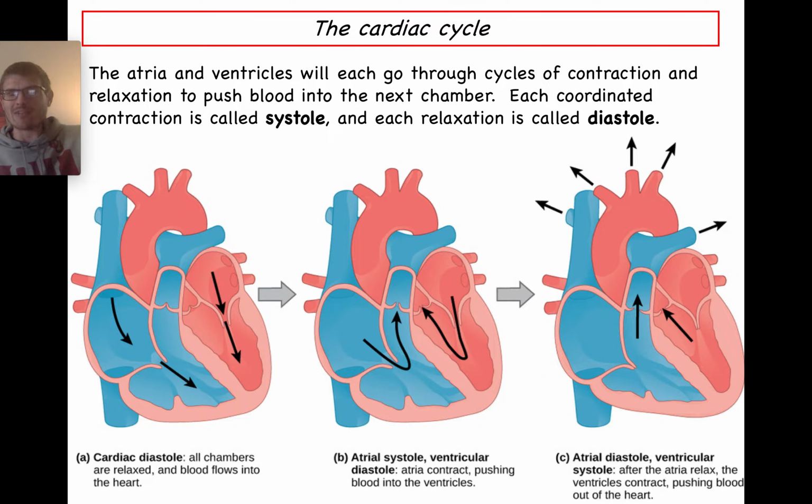Now, it all sounds very complicated, having 4 sets of chambers that each go through systole and diastole. It makes it sound like there are a lot of different phases to talk about, but really we can boil it down to just 3. The first one, labeled A here, is what is called complete cardiac diastole, and it is exactly what it sounds like. The entire myocardium of the heart is relaxed all at the same time. The atria are relaxed and the ventricles are relaxed.